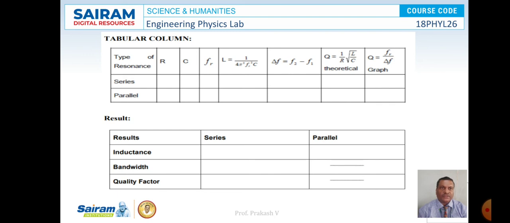So in the case of series we have to calculate inductance, bandwidth and quality factor, whereas in the case of parallel we have to calculate only the inductance value. So this is about the experiment, and the demo is linked with this video. So go through the demo video also.